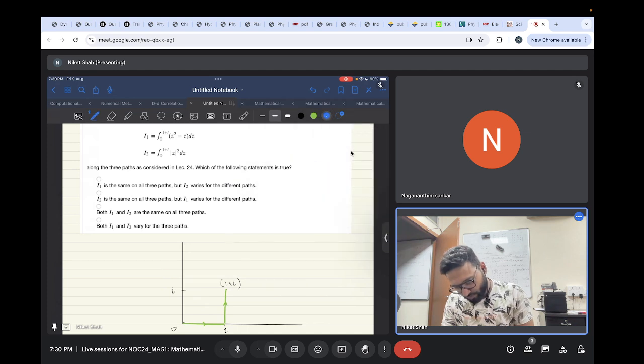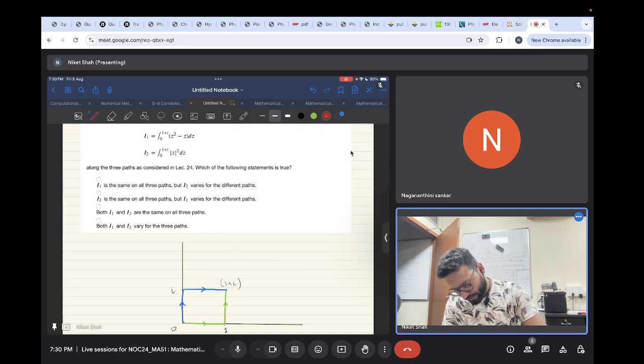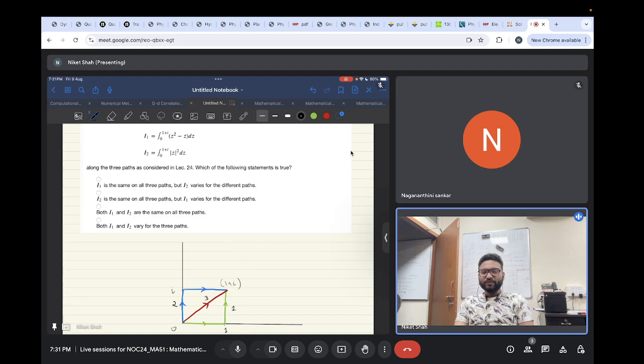Take a lighter shade of blue so that's visible. The second was this path, and the third path is this one, directly from the origin to 1 plus i. So this is path 1, this is path 2, and this is path 3. These were the three paths used in lecture 24 that is mentioned in the question. Now they're asking which of the following statements is true.